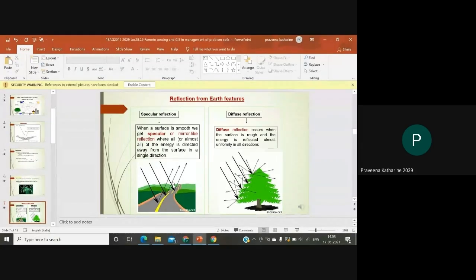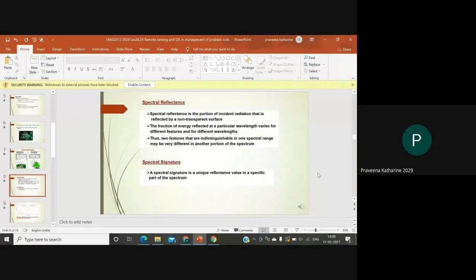Say again, this is an example for diffuse reflection. This tree, the canopy is not very, very smooth, isn't it? It doesn't have a very smooth canopy. So here the incident light will be reflected in different directions. This is known as diffuse reflection. The reflection happens in different directions. So there are two types of reflection, that is specular reflection and diffuse reflection.